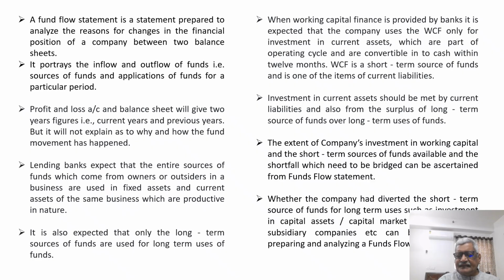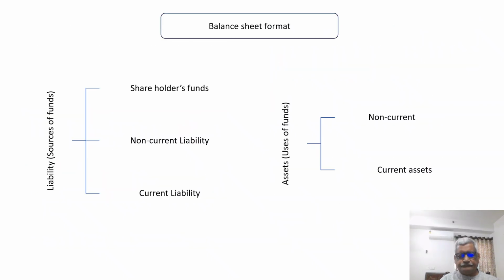If the company has diverted the short-term sources of funds for long-term uses such as investment in capital assets, capital market, group firms, subsidiary companies, etc., this can be detected by preparing and analyzing a funds flow statement.